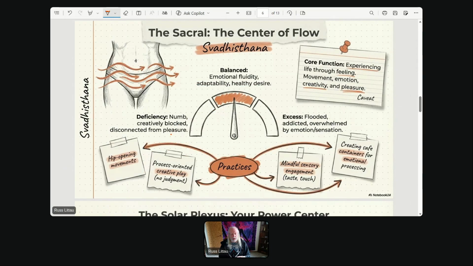The sacral chakra, as it says, right in here. The center of flow. I really like this. And I tell you, it's amazing how many blockages and constricted, contracted energies live in here. I know when I work with people, this is such a big one. In so many cases, there are blockages in there where it's constricted.